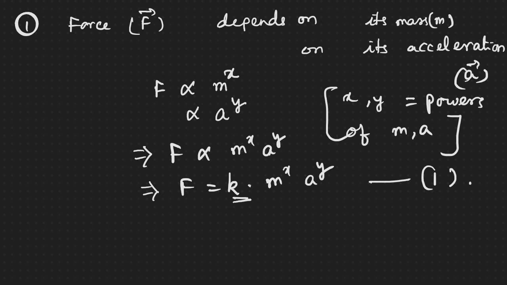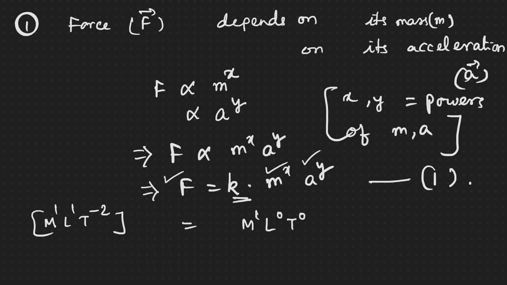We will only go to the physical quantities. There are three physical quantities here: force F, mass M, and acceleration A. What is the dimension of force? M1 L1 T minus 2. Suppose we remember it. For M we have only M1 L0 T0, because mass has only its own fundamental dimension, raised to the power X. For A we have L1 T minus 2, and I can also write M0, raised to the power Y.